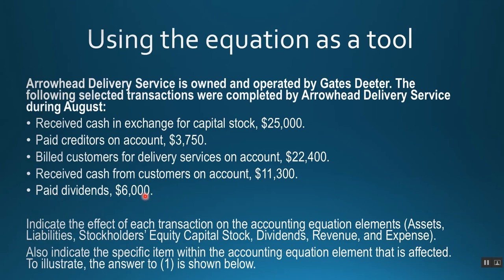Last one, paid dividends, $6,000. So paid, cash went out because it said paid. And what is the other account impacted? Dividends.